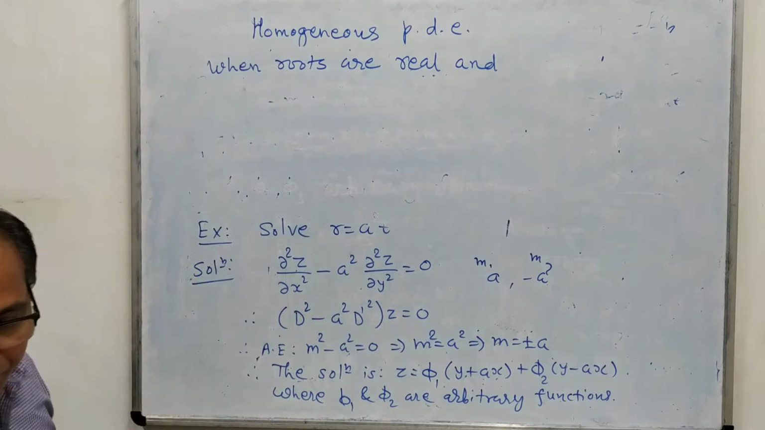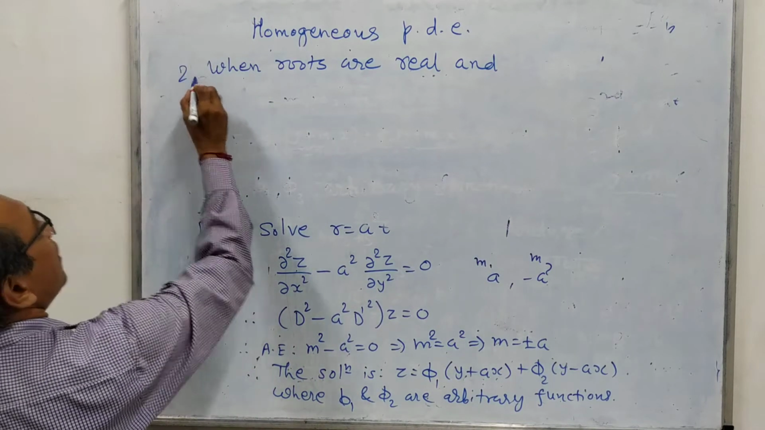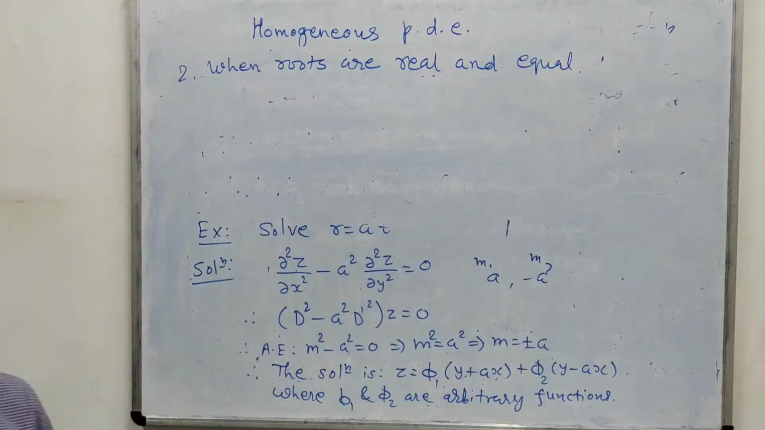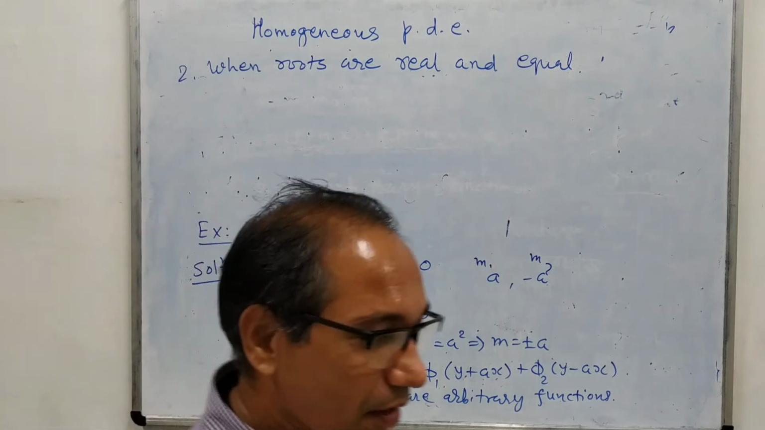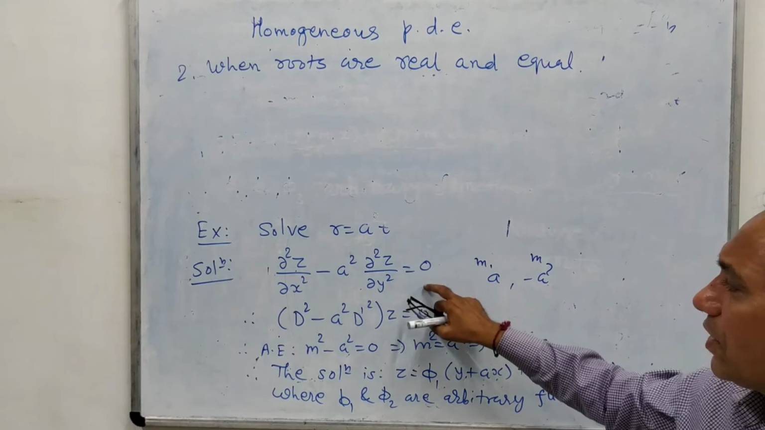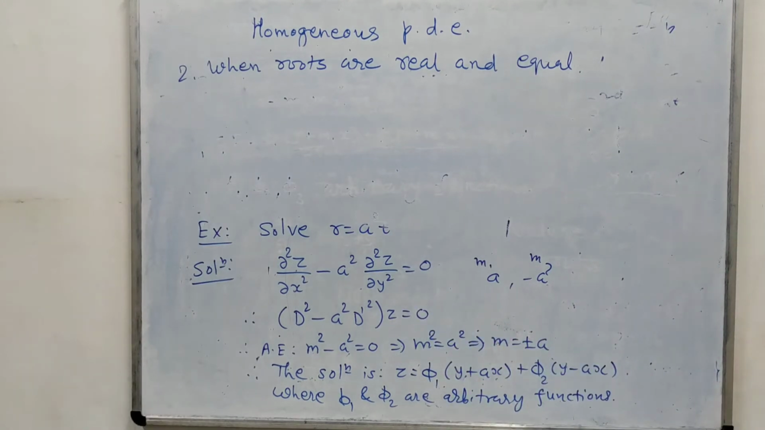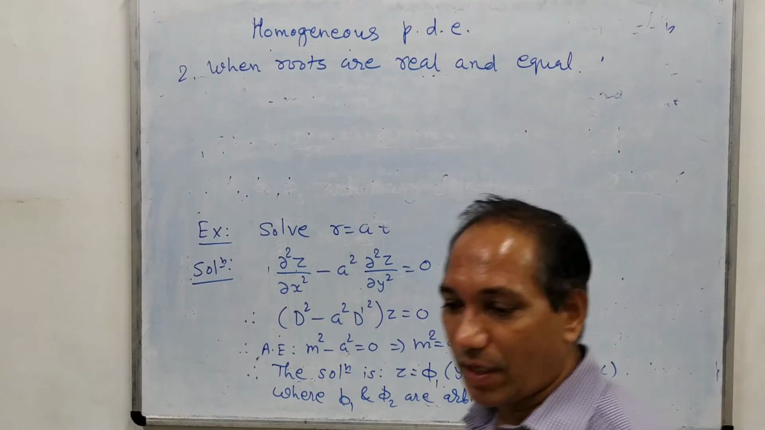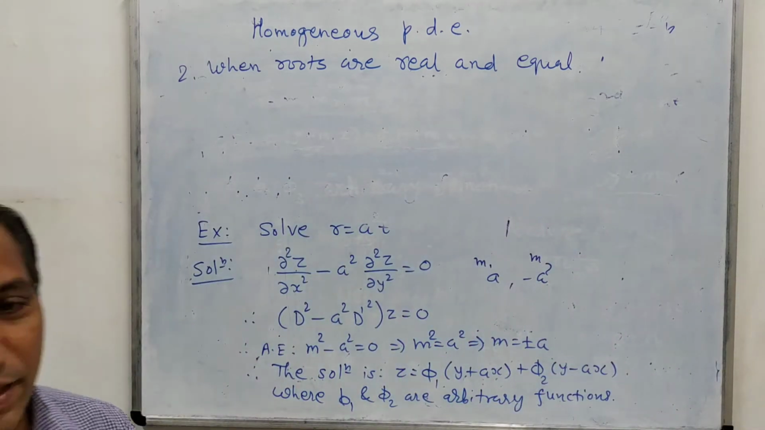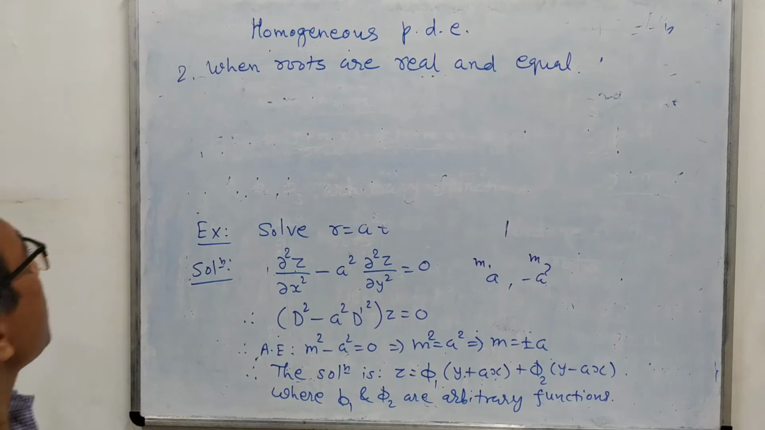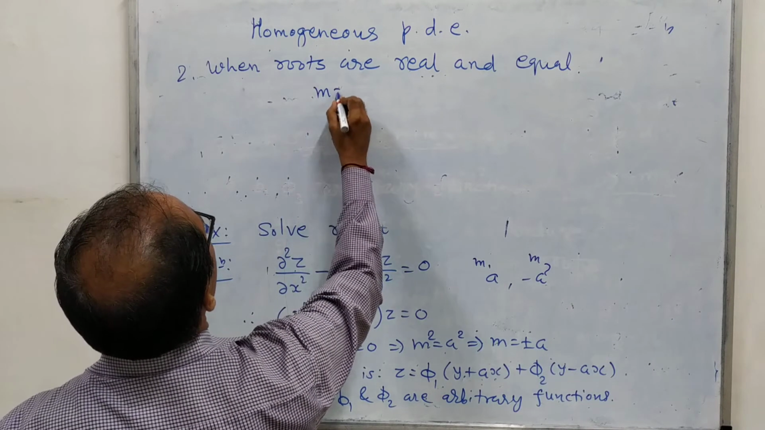Second type, when the roots are real and equal. So in the example, friends, note that the right hand side is 0. An example based on right hand side equal to 0 is often asked in your examination for 3 to 4 marks, and it is very simple for you to get the marks. Okay, so now we suppose that the roots are equal.